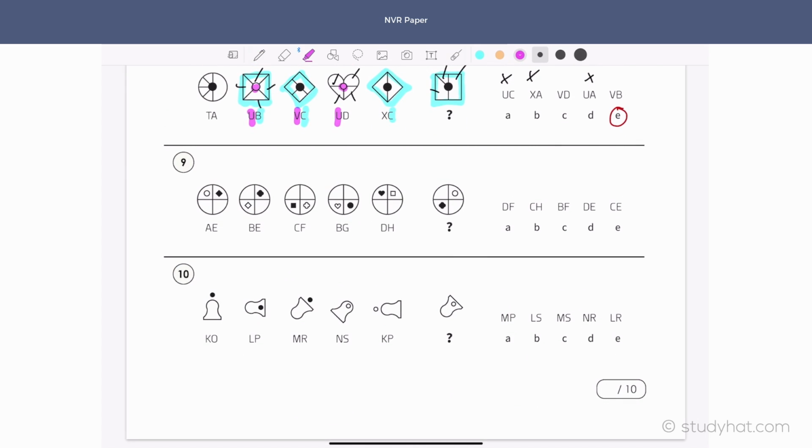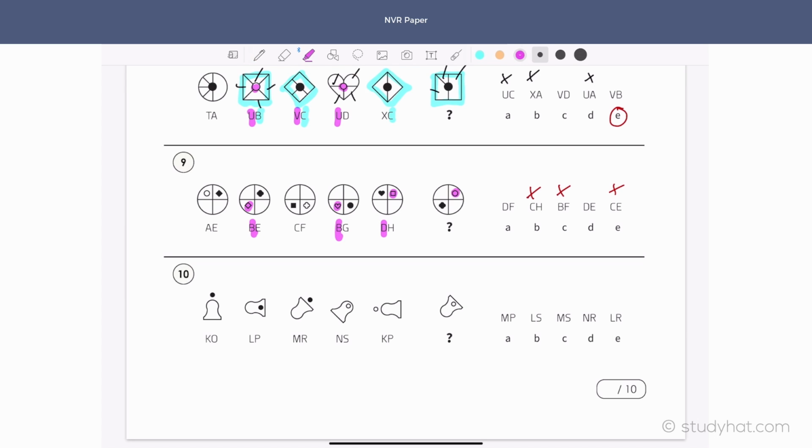Number 9. Okay, same first letter, B and B. Okay, what can we say about these? Well, they've both got a white shape in the same section. So this has got a white shape here, so does this. So we must be looking for a D.